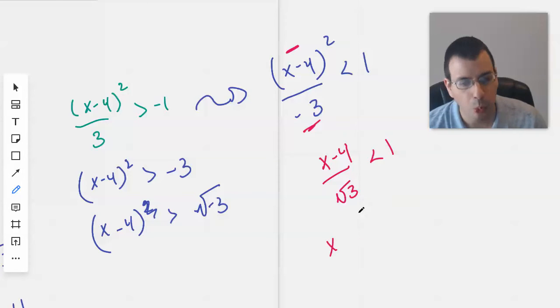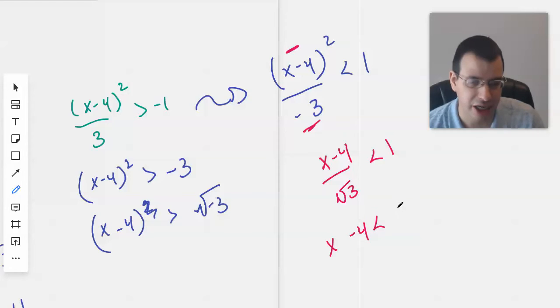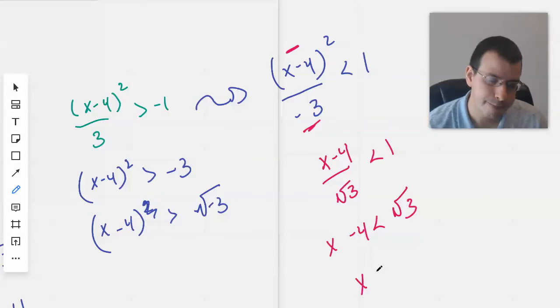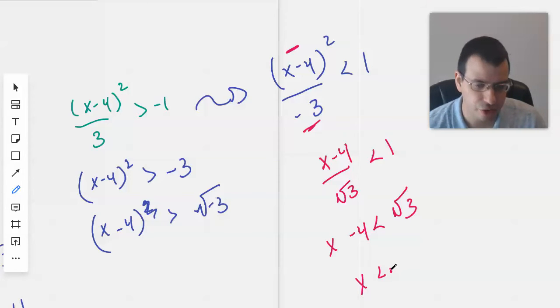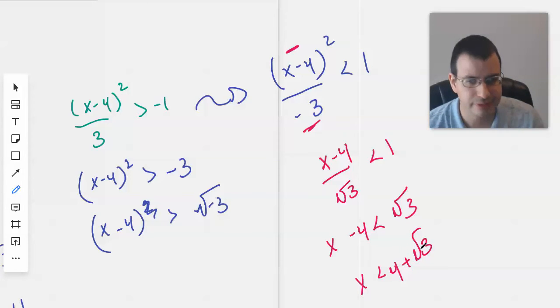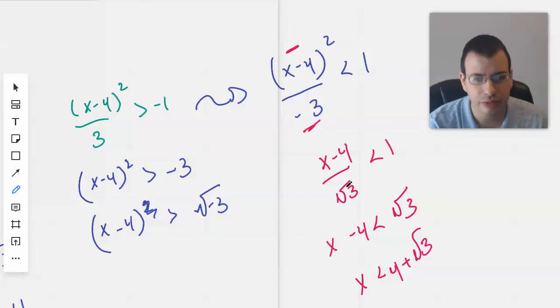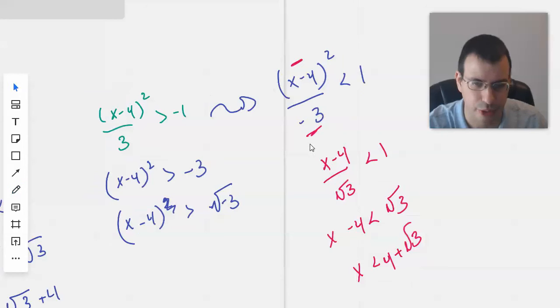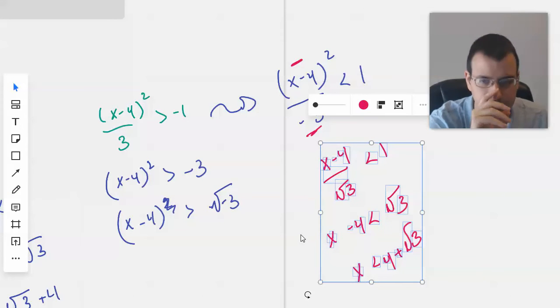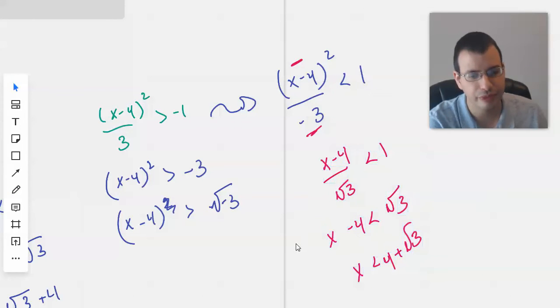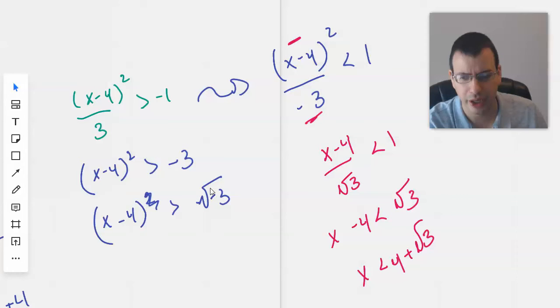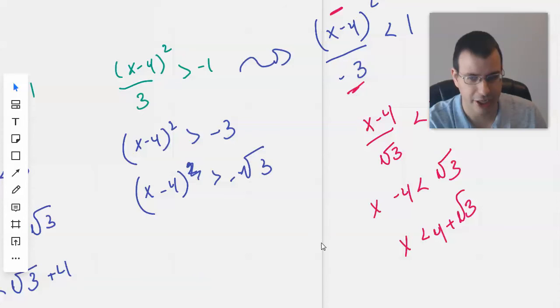And so we get x minus 4 is less than the square root of 3. So x is less than 4 plus the square root of 3? Oh, there's supposed to be a negative. Interesting. Wait a sec. Totally messed up somewhere. Something went terribly wrong, maybe. Either way, pretty sure what we're supposed to do is the negative goes to the outside.